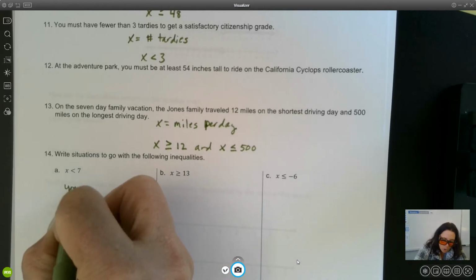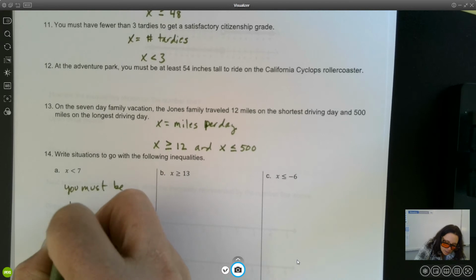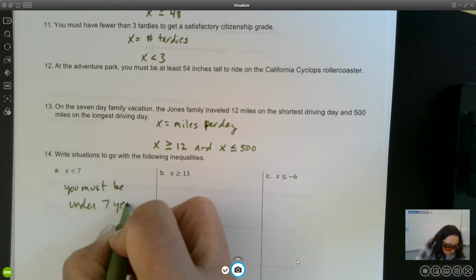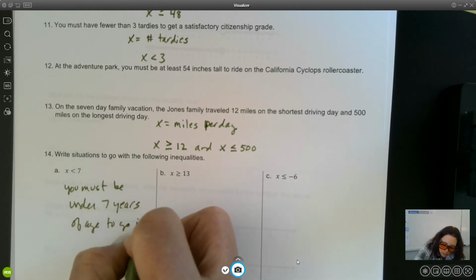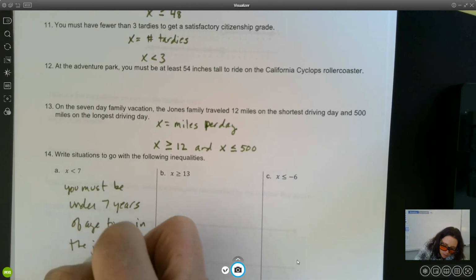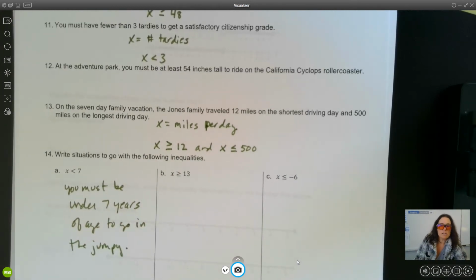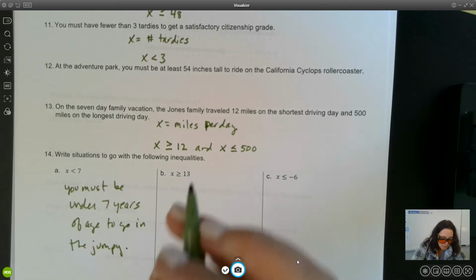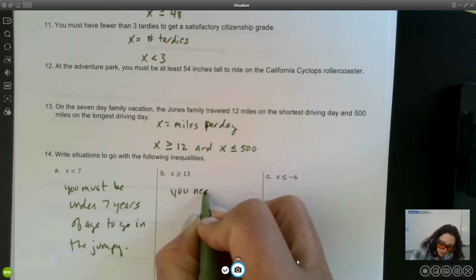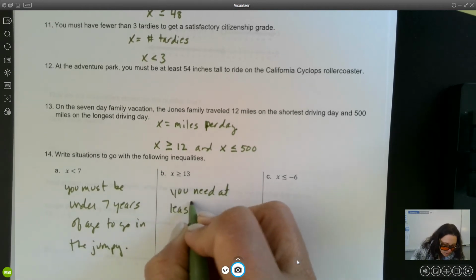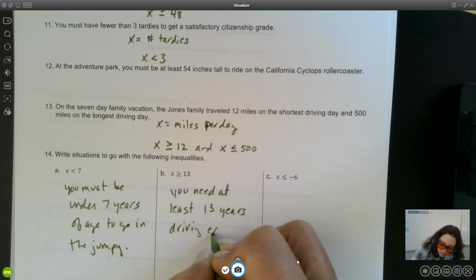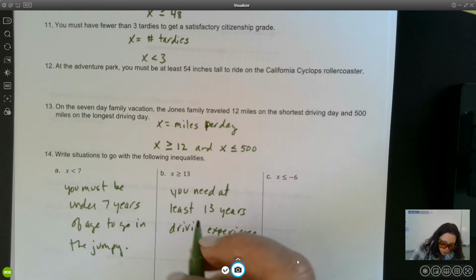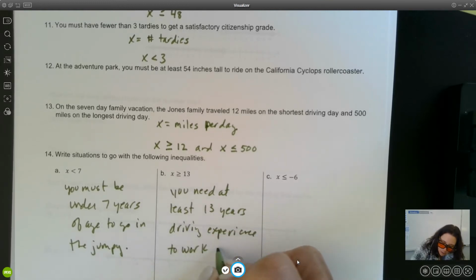Okay, you must be under 7 years of age to go in the jumpy. Okay, that's just one example. This guy, you need at least 13 years driving experience to work for that company.